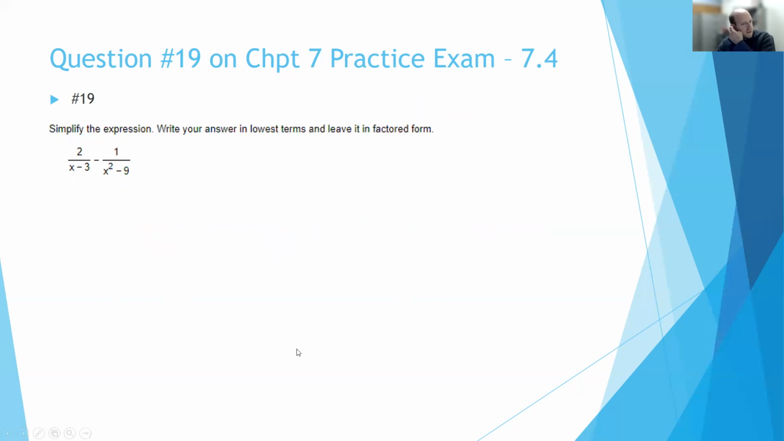All right, let's do another one here. They give you a hint. Simplify the expression, write your answer in lowest terms and leave it in factored form. So leave it in factored form. That's the hint.